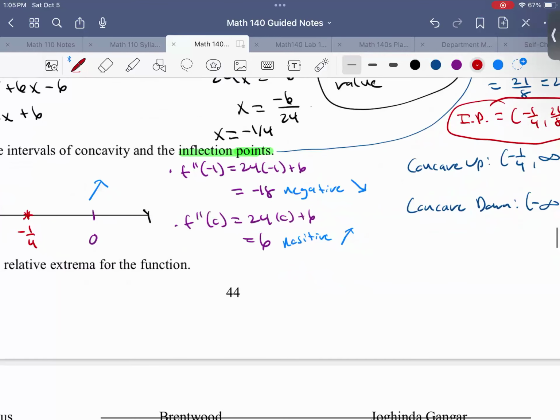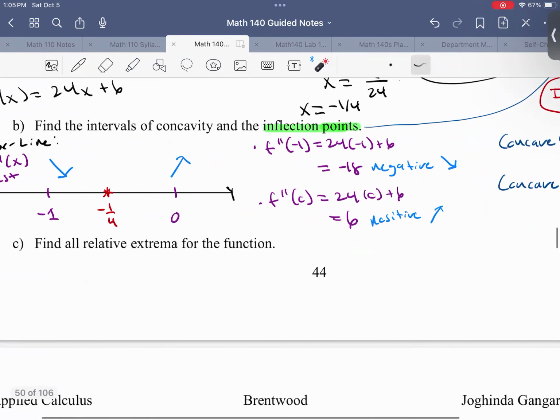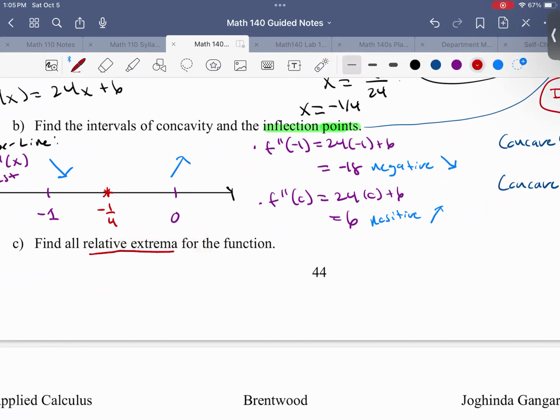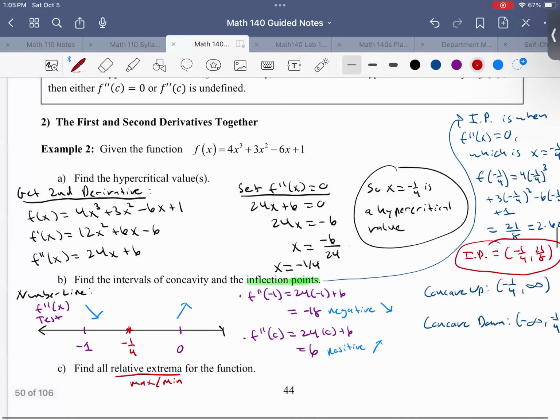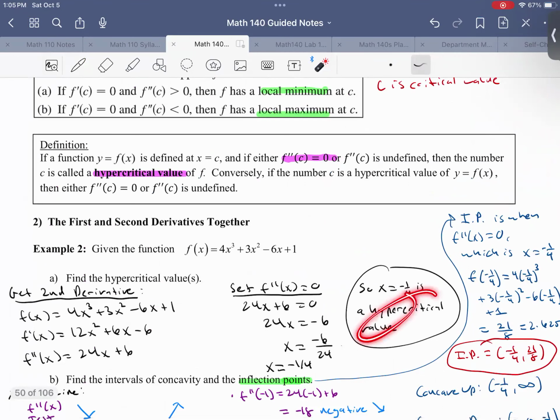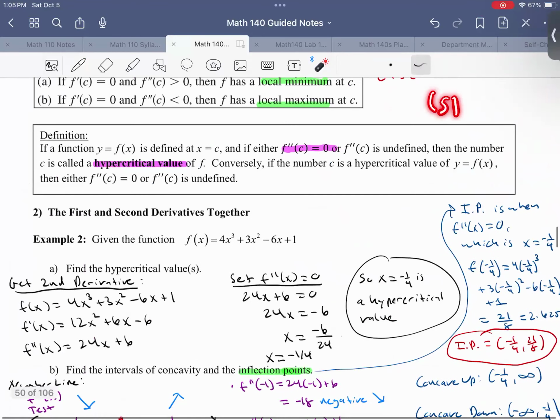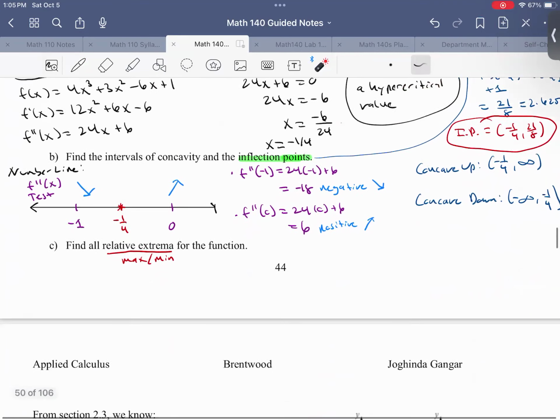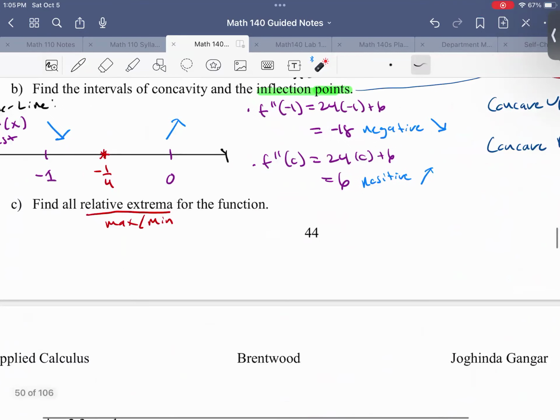So for C, it's asking us to find all relative extrema for the function. What this actually means is just find the max and min. And within this problem, we're going to be using the second derivative test. But first, what we got to do is find our critical value. Don't get confused with your hypercritical value. That's the second derivative. Critical value is your first derivative. First, second.